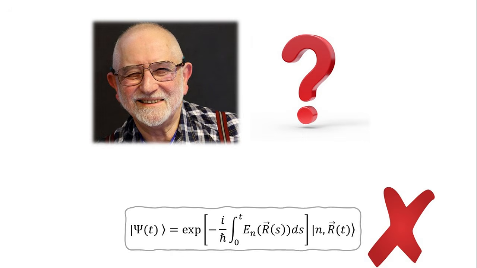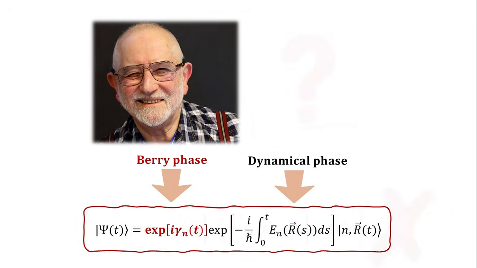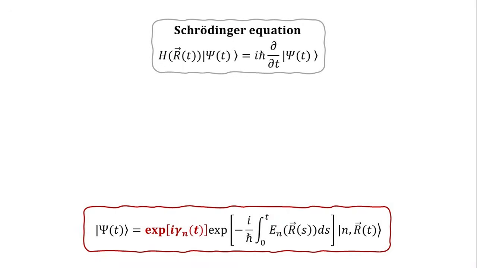It becomes evident that an additional phase factor is required. In his seminal 1984 paper, Michael Berry formalized the idea of introducing this additional phase factor alongside the dynamical phase. This extra phase, denoted as gamma, is now famously known as the Berry phase. To determine the value of gamma, we substitute the new ansatz for ψ into the Schrödinger equation.